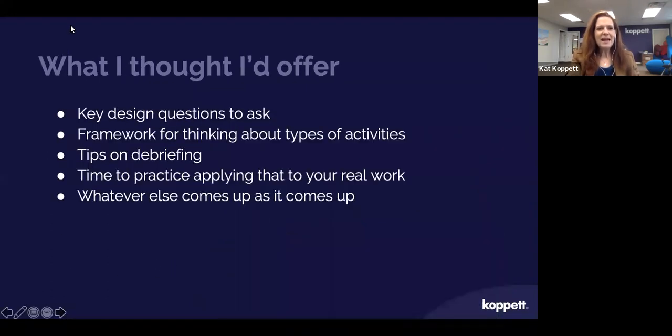Here's what I was thinking. Let's see how it tracks to what you were looking for and how much we can get to. So there's some key design questions that I think if we start with, we're on a good solid footing when we start to think about any program with any content at all. So I thought I'd offer you these foundational questions that I think are helpful to ask when you're starting to design a program. A framework to think about what types of activities you're going to do. And I think that can relate to really any content at all and any audience.